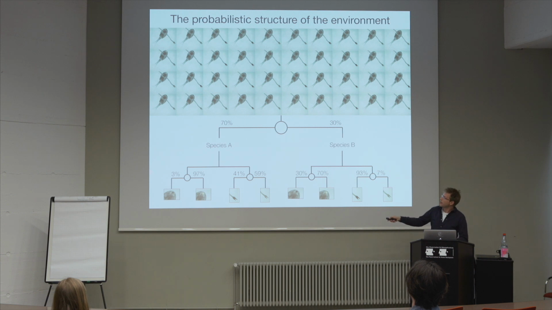And if it's species A, there's a 3% probability that it has a black eye, 97% that it's yellowish, and we have a 41% probability that it's this type of claw, and a 59% probability that it's this type of claw. And the same on this side for species B. So these are the priors and these are the likelihoods.